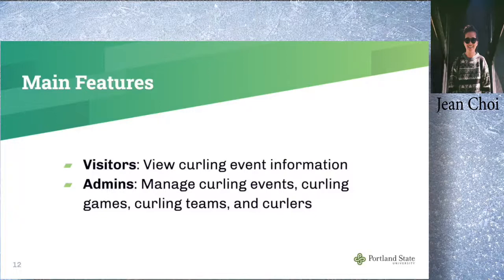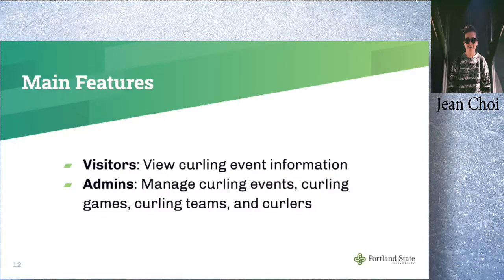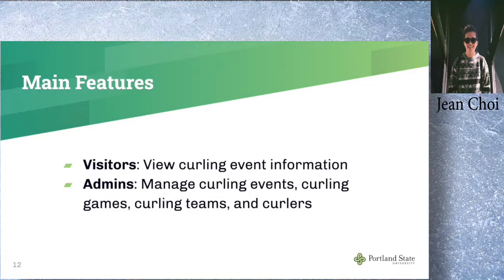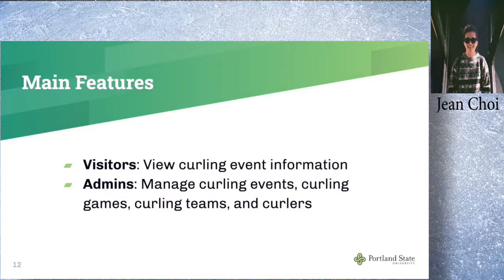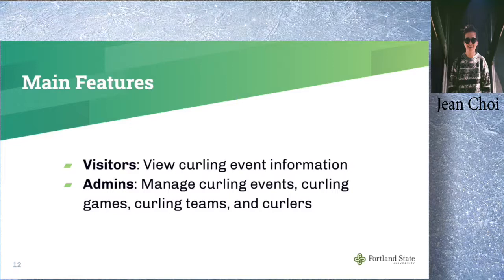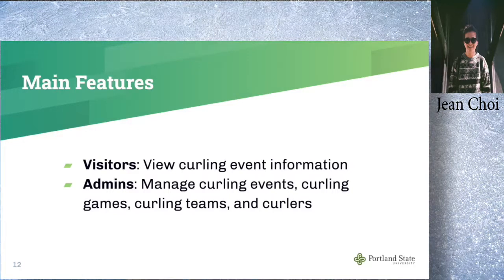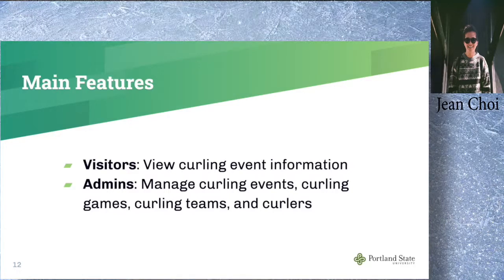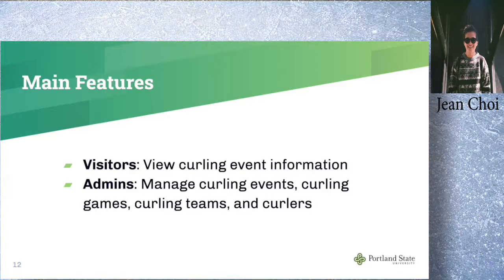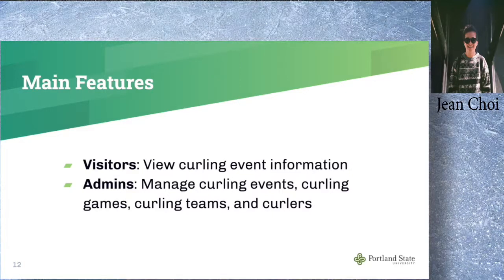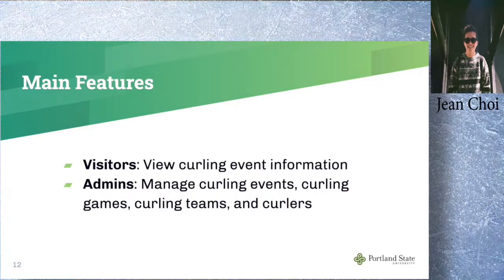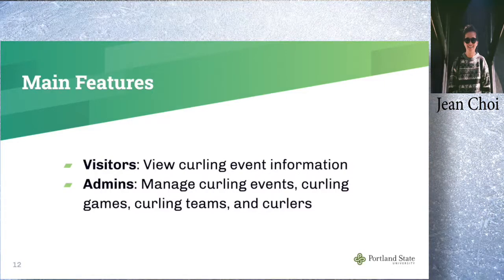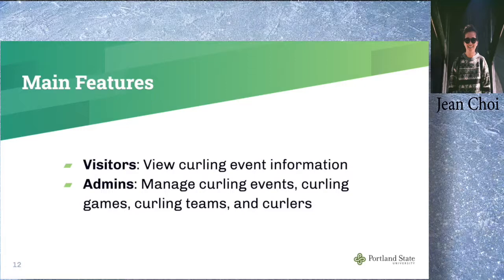Our web application has two main features. The first feature is for all visitors of the site who want to look at Evergreen Curling Club's current Bonspiel information. This includes details about ongoing games, scores, participating curling teams, event schedules, and general curling event information. The second feature is for the administrators, specifically the Evergreen Curling Club's curling event coordinators, who need the ability to create, update, or delete specific curling event information.